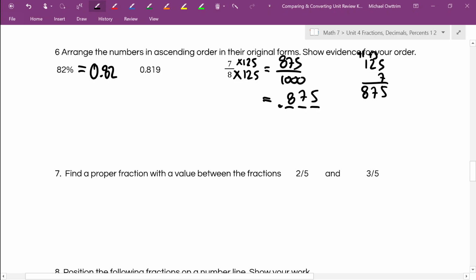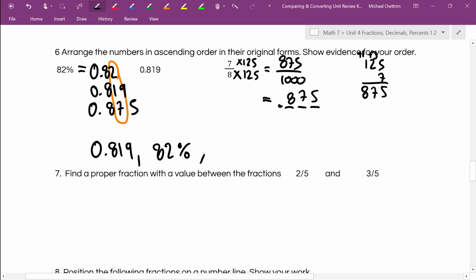Fill in our 5, 7, and 8. Let's compare these decimals. I got my 0.82, then I got 0.819 from the middle, and 0.875. We look here, our ones place is the same, our tenths place is the same, so we have to look at our hundredths place to determine which is biggest and smallest. Our smallest hundredths place is the 1 in 0.819, so that will be our smallest number. Next we have a 2, so that came from 82%. And then finally our 7 out of 8 was the largest.